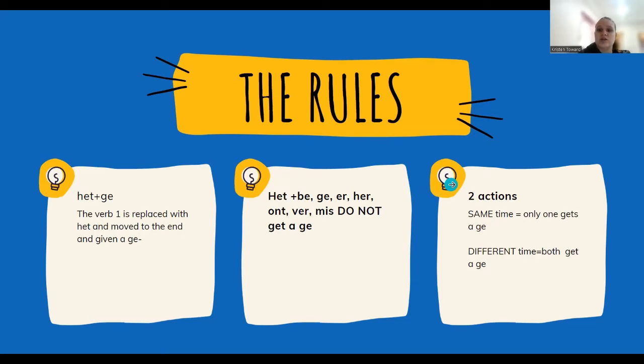Then our third rule is when there are two actions. If they happen at the same time, only one gets a ge. If they happen at a different time, both of them get a ge. For example, if we say sit and eat, you can sit and eat at the same time, so you only say gesit and eet. But if you say eat and sing, eating and singing doesn't generally happen together, so you would say geëet en gesing to show that there are two different actions.